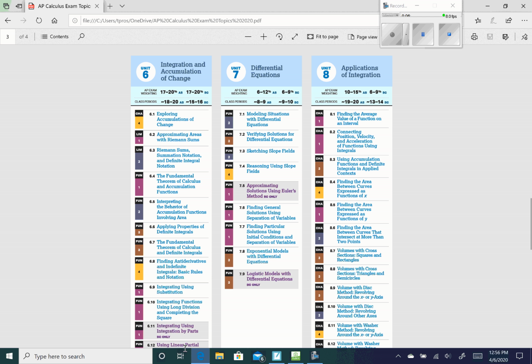We didn't really talk about integrating functions using long division and completing the square, but that would just be more like a substitution to maybe manipulate a function in order to take the derivative or the antiderivative of it. Unit 7 is differential equations, so we have definitely looked at that. We finished up slope fields, separation of variables, so please take a look at that.